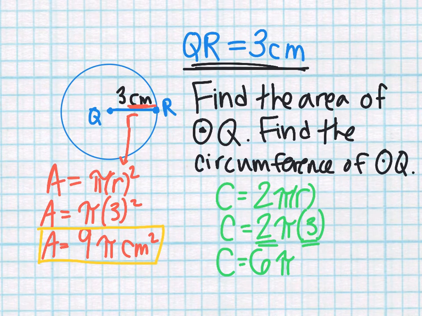I have to put units on here. The 3 centimeters did not get squared, so this is just 6 pi centimeters. So your circumference will never have square, it's just a length. Area will always have square.